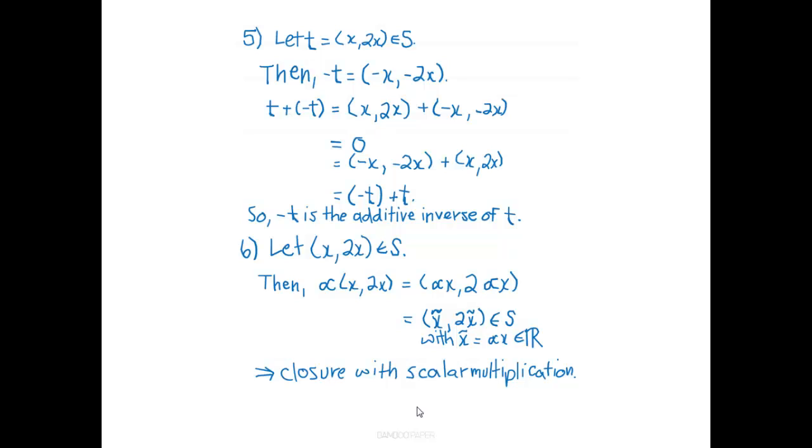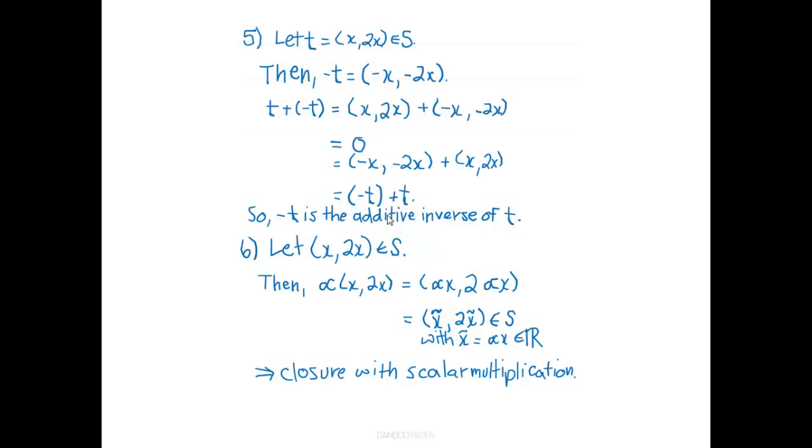Property number 5, we have to prove the existence of an additive inverse. Pick an arbitrary element t = (x, 2x) in S. Then negative t is (-x, -2x). Remember, negative t is the same as negative 1 times t, and using the definition of scalar multiplication in R2, that gives us (-x, -2x), and t + (-t) gives us 0, which is the same as (-t) + t. So that tells us that negative t is the additive inverse of t in S.